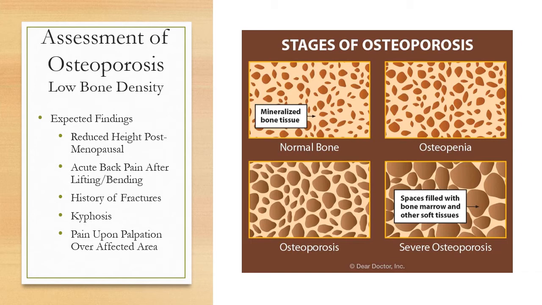Okay. On the right, just giving you an image of what normal bone mineralization would look like. And then osteopenia is just thinning of the bone, but not osteoporosis yet. And then osteoporosis, you can see that there's definite loss of calcium phosphate, and then severe osteoporosis. Look at the huge gaps. So there's much more marrow, but the calcium phosphate part of the bone is vastly diminished.